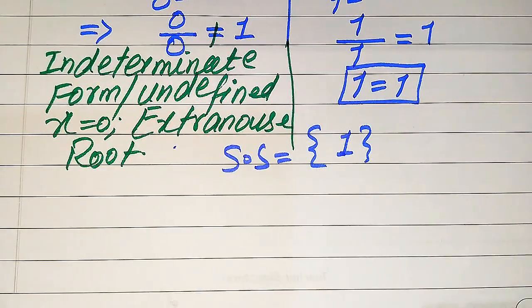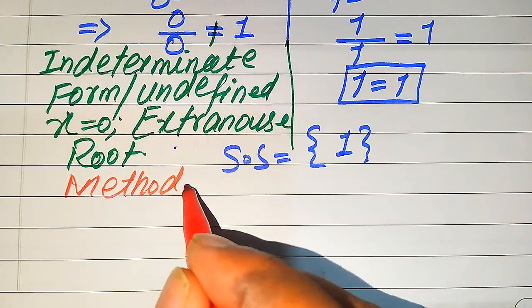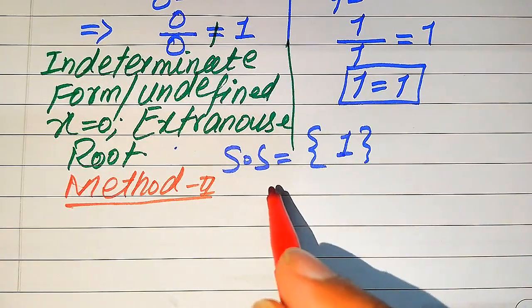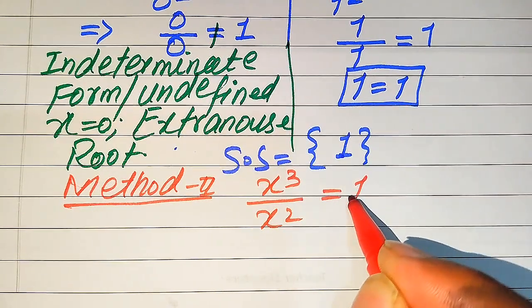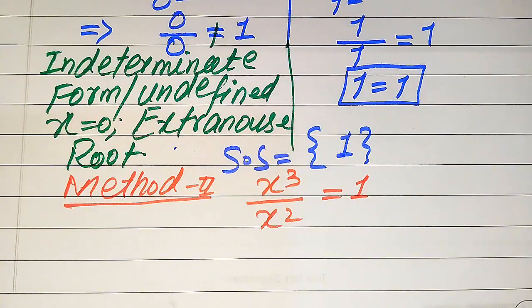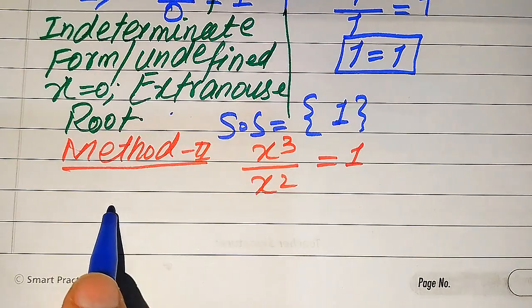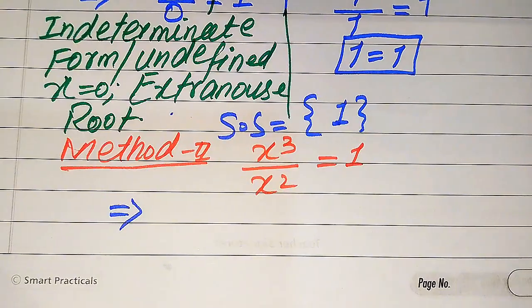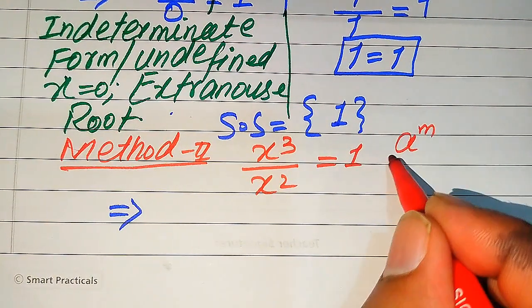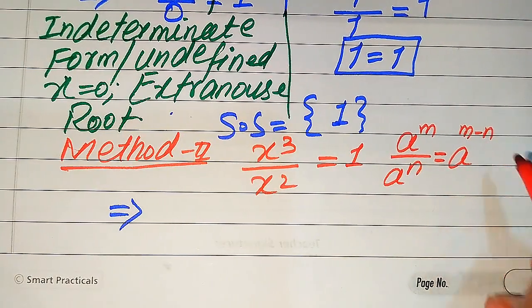And now here we again solve this problem for the second method, and in the second method we need to copy down the given question statement here. So the given question statement is x cubed divided by x squared equals 1. So here in the second method we will just use the direct method, and here we directly find the values of x. So here we use the nice exponential law. You know that if we have a to the power of m divided by a to the power of n, it is equal to a to the power of m minus n.